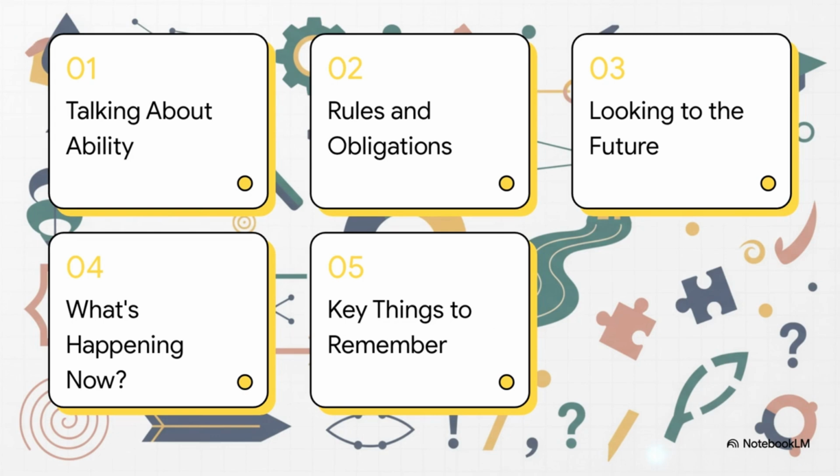So, here's what's on the menu today. We'll kick things off with talking about ability. Then, we'll jump into rules and obligations. After that, we're going to look to the future, and then we'll focus on what's happening right now. And of course, we'll wrap it all up with the most important things to remember.